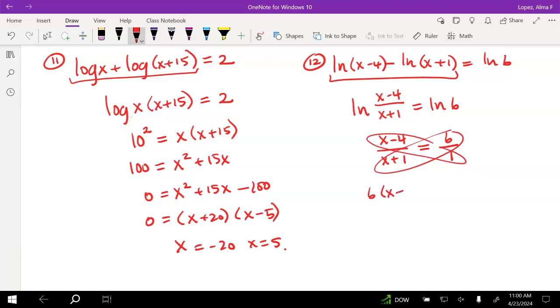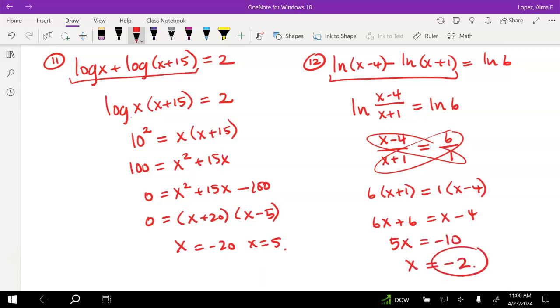We get 6 times x plus 1 equals 1 times x minus 4. That gives us 6x plus 6 equals x minus 4. I'm going to move all the x's to the same side. It's going to give me a total of 5 x's. When I move the 6 over to the other side, I get negative 10. After dividing both sides by 5, we get negative 2.